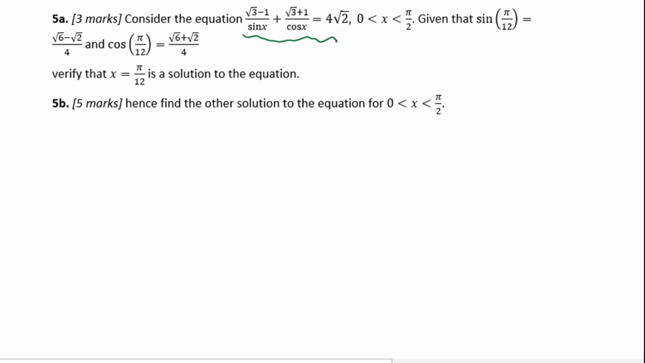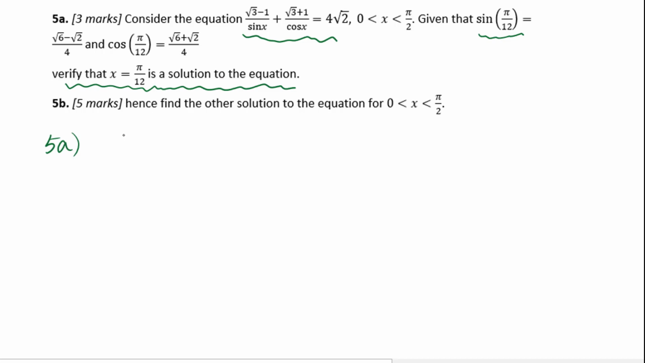This x greater than 0, less than pi over 2, given that sin pi over 12 equals the square root of 6 minus square root of 2 over 4, and cosine pi over 12 equals the square root of 6 plus square root of 2 over 4. Verify that x equals pi over 12 is a solution to the equation.